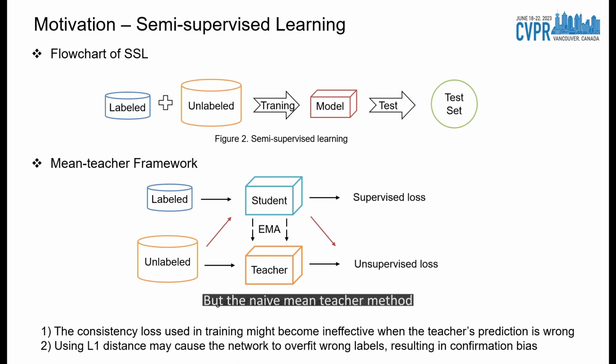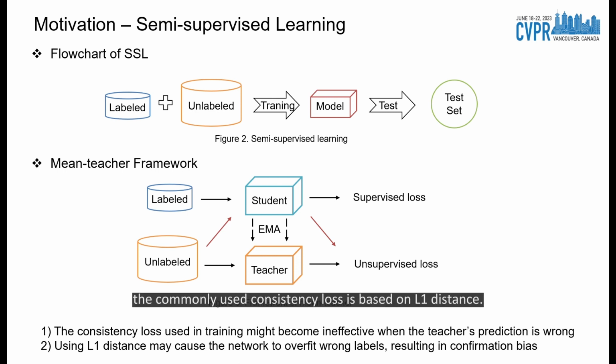But the naive mean-teacher method suffers from two main problems. On the one hand, there is no guarantee that the teacher can consistently outperform the student. Wrong pseudo-labels may jeopardize the training of the student network. On the other hand, the commonly used consistency loss is based on L1 distance. The strict L1 loss can easily make the model overfit wrong predictions, resulting in confirmation bias.